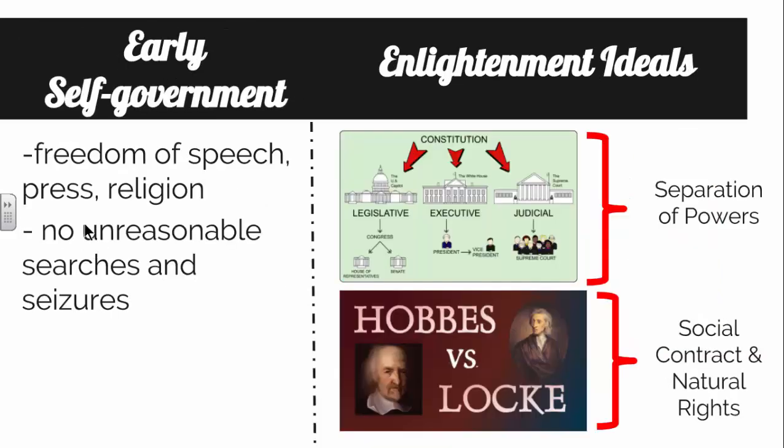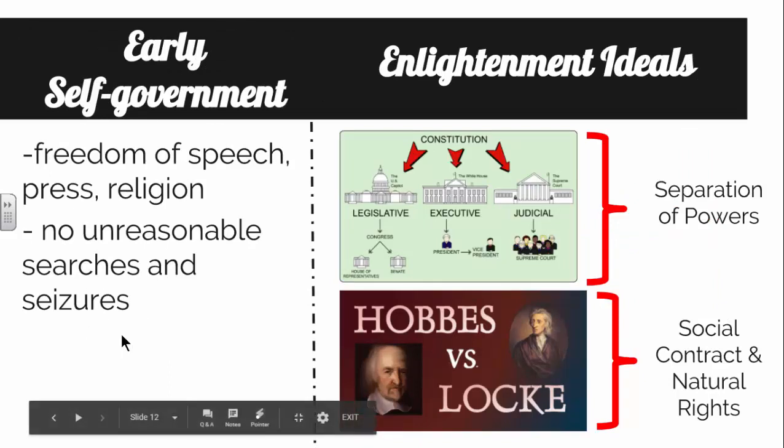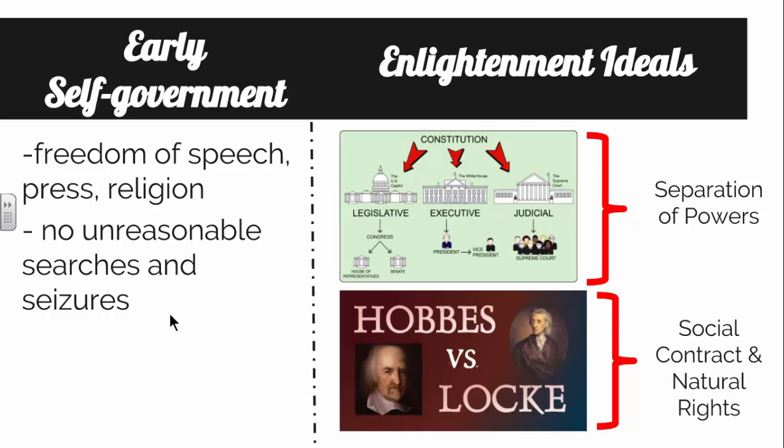So early self-government here on the left, including the Virginia Declaration of Rights and the Northwest Ordinance, and remember those 5 precedents that were set. We have freedom of speech, press, and religion, and no unreasonable searches and seizures. So you can't just unreasonably come and search my home or take anything of mine.